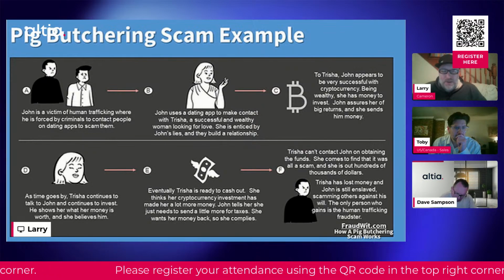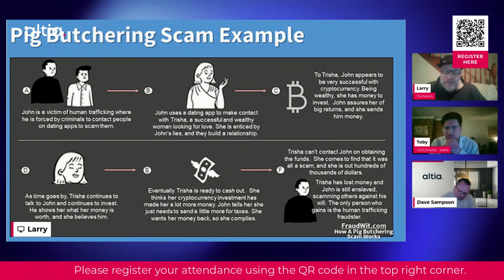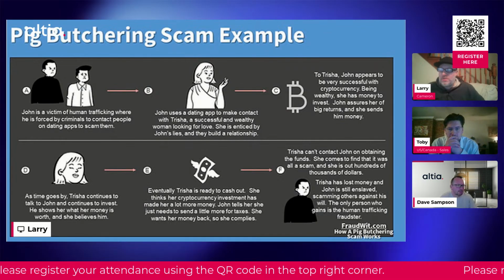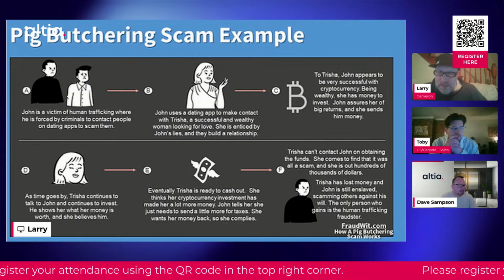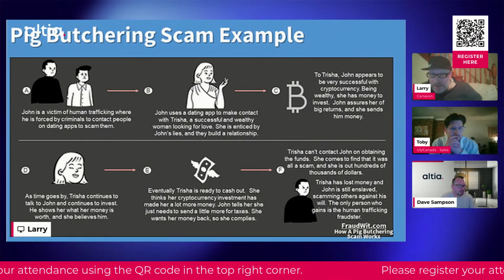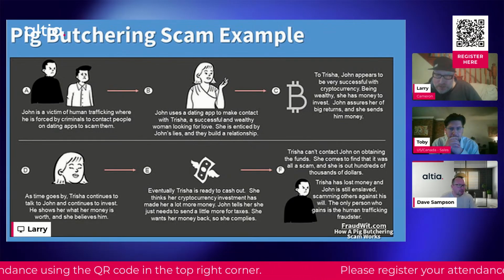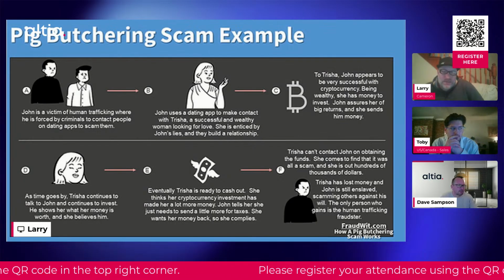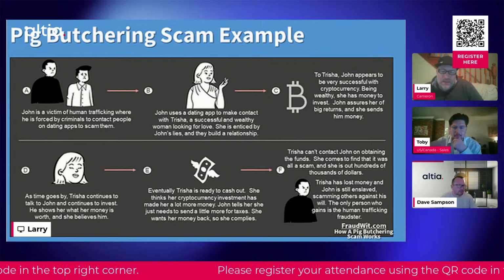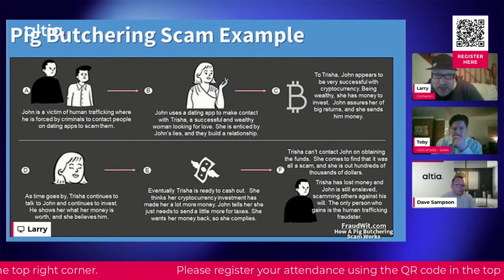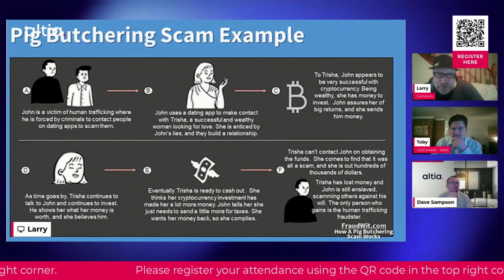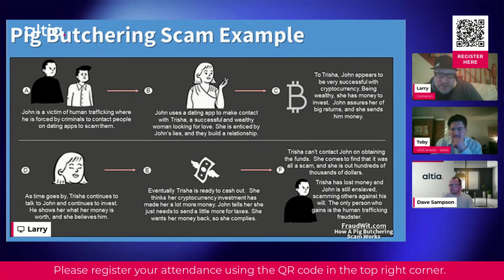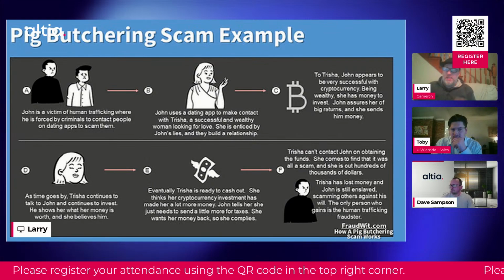So the guy appears to be very successful, being wealthy. She has money to invest. She shows screenshots of how much profit she has at this time. Trish continues to talk to John and develop romantic interests, and he asks her to invest. Eventually, Trish is ready to cash out. She thinks her cryptocurrency investment has made her a lot of money. John tells her she just needs to send a little more.